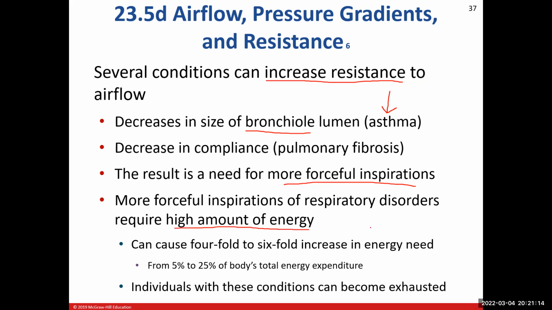ATP. So folks that have these types of respiratory disorders, especially if it is a chronic type of respiratory disorder like pulmonary fibrosis is, you will see that these folks often look tired. And you can go anywhere from a 4 to 6-fold increase in your energy requirements. Percentages here go anywhere from 5 to 25% of your body's total energy expenditure, which is quite a bit. So you'll see folks too, like folks with emphysema, which we'll talk about that condition here shortly.